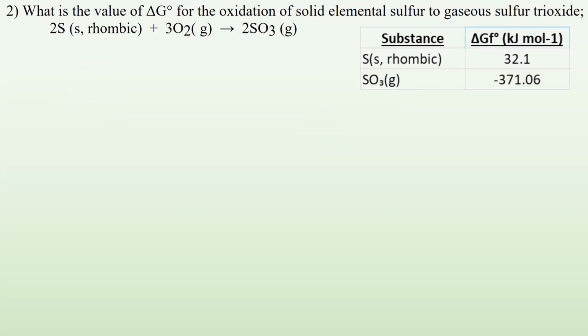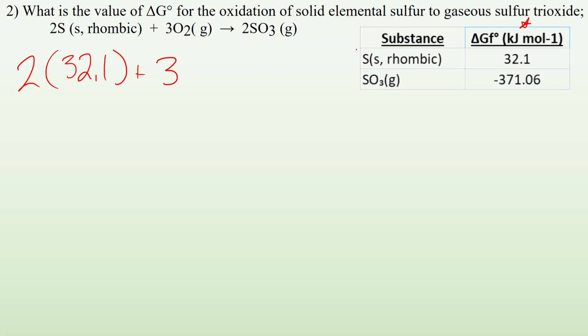All right, number 2. What is the value of delta G naught for the oxidation of solid elemental sulfur to gaseous sulfur trioxide? And then they give you the equation and they give you the values. So again, you look at what the values would be for the reactants and the products and see what the difference is. So I got 2 sulfur rhombic, so it's 2 times 32.1 kilojoules per mole, which is from the table, but I'm going to have naked numbers because I don't feel like writing it out. Plus 3 times whatever oxygen's is.